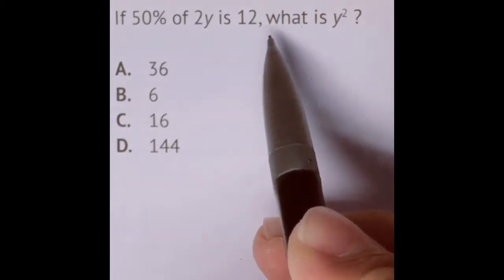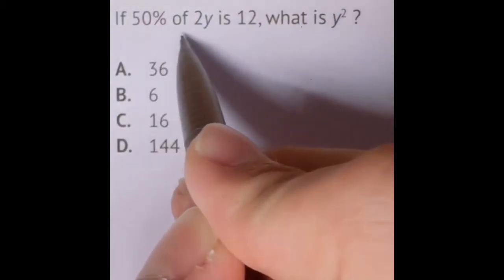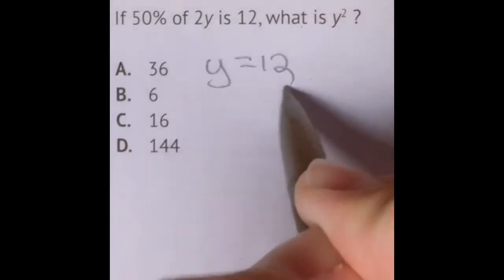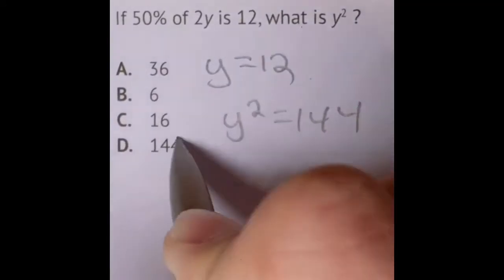If 50% of 2y is 12, what is y squared? Alright, so 50% of 2y is y, and that's equal to 12. So y squared is equal to 144.